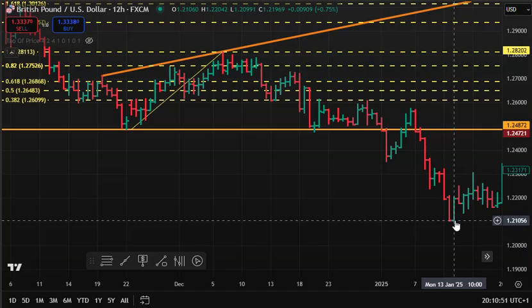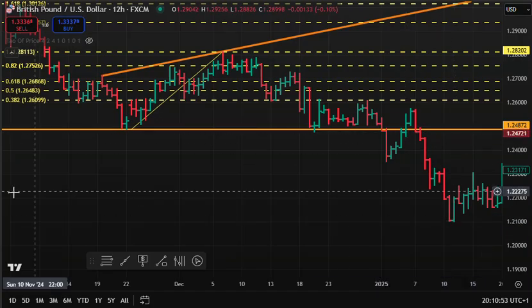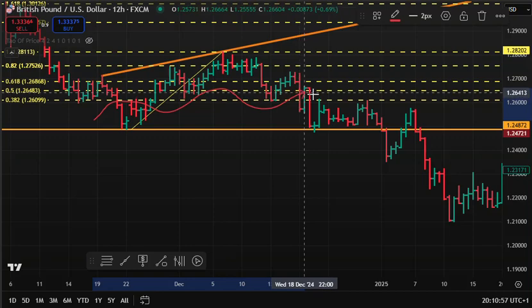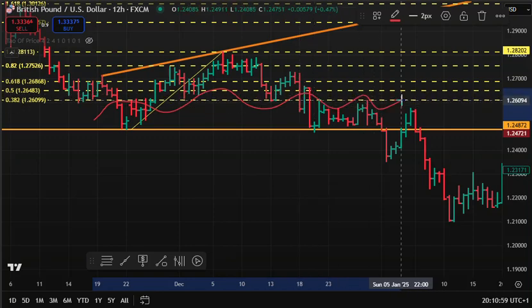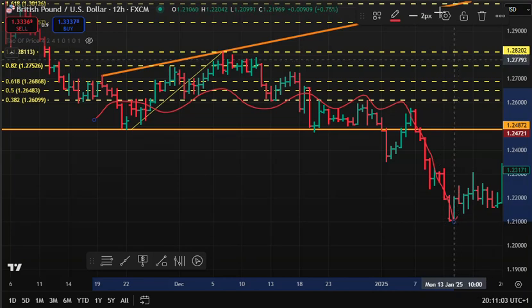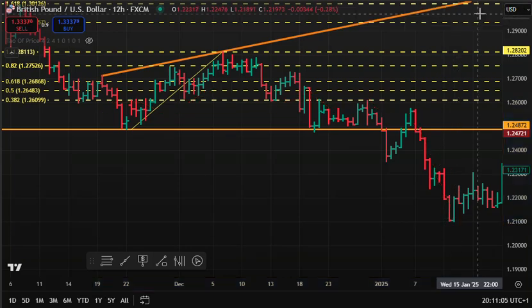Now, I want you to take note of something. Look how long the market stood here. This is a 12-hour time frame, right? Look how quickly it dropped. Once the marketplace got set, it was a quick, straight run down. That is a beautiful trade.